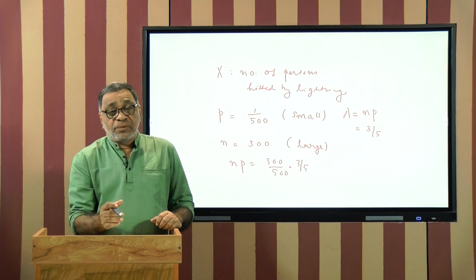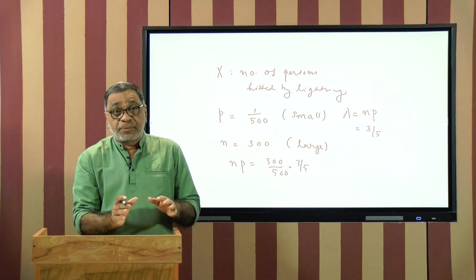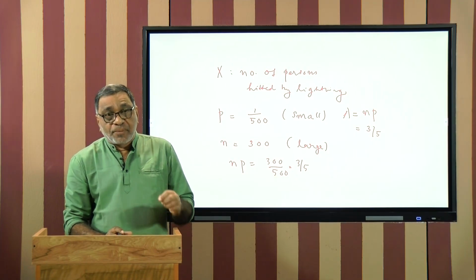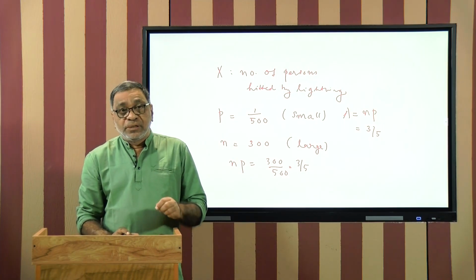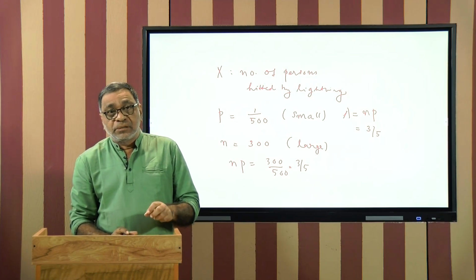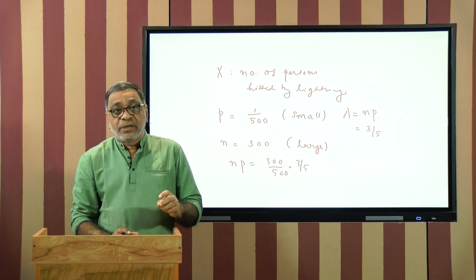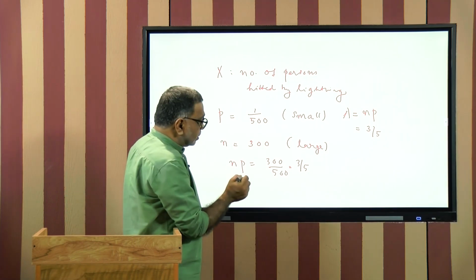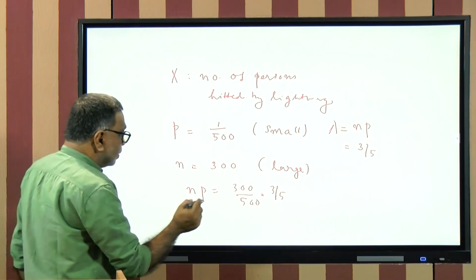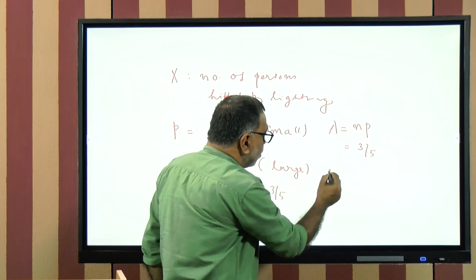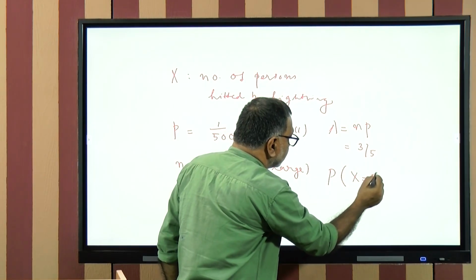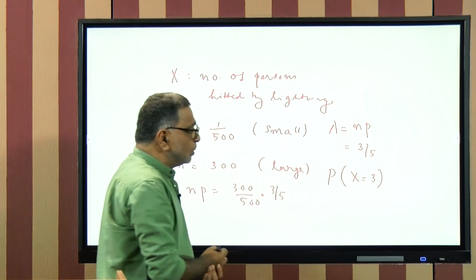And now come to the point. The problem is what? You have to find the probability that 3 persons are hit by lightning in a particular year. That is, we need the probability of x is equal to 3. This is the probability value we require.